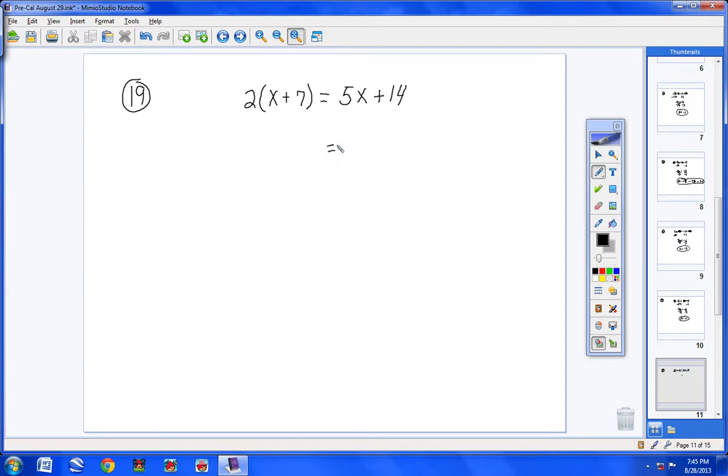Now look at the right side. There's no simplifying you can do. You have unlike terms. So just bring those down. But look at the left side.